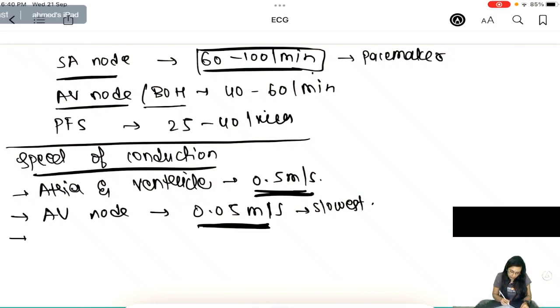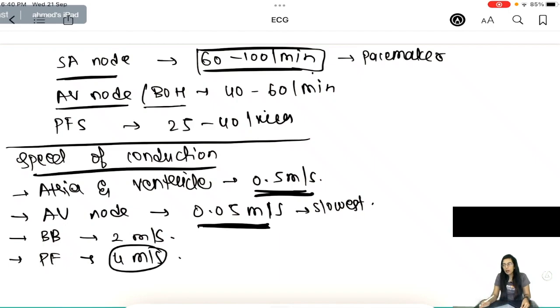From AV node, it goes to the bundle branches. In bundle branches, the speed of the conduction is around 2 meter per second. And then there are Purkinje fibers. So Purkinje fibers have the maximum speed of conduction, up to 4 meter per second. Okay. So after bundle branch, Purkinje fibers have the maximum throughout the heart. Purkinje fibers have the highest speed of conduction. Okay. So I hope this is clear.